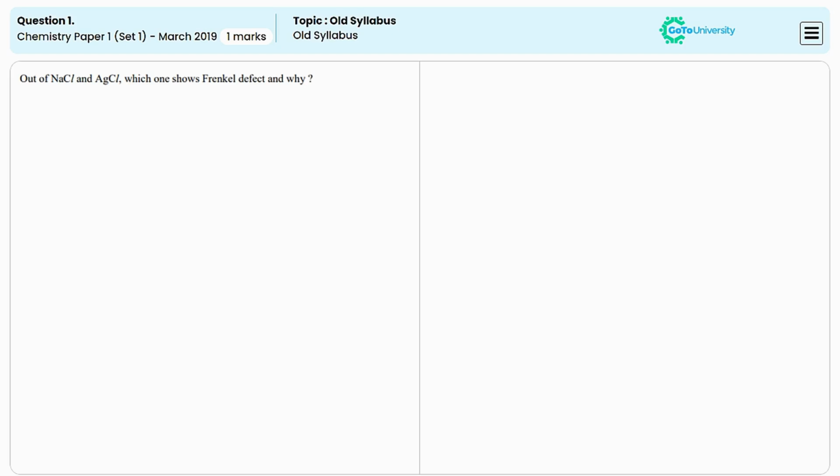Here the question is, out of sodium chloride and silver chloride, which one shows Frenkel defect and why? Frenkel defect is a type of point defect in a crystal lattice where an atom or ion is displaced from its normal lattice site to an interstitial site. It creates a vacancy and an interstitial defect pair.